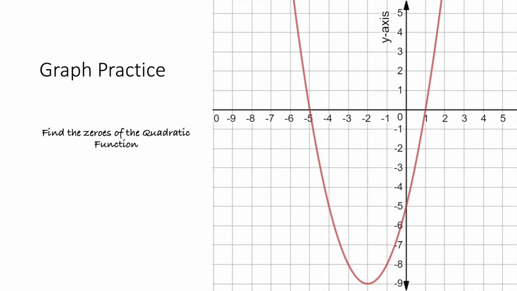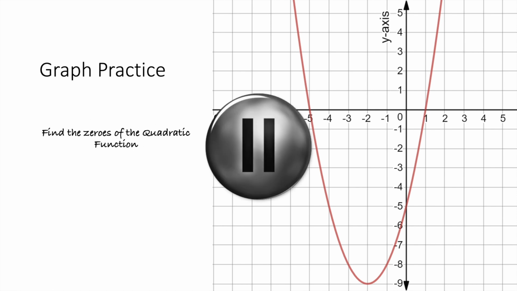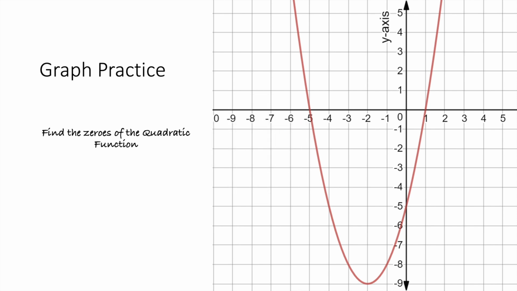Okay, let's practice finding zeros graphically. For this graph, I want you to find the zeros of the quadratic function. Feel free to pause, find the zeros, and resume when you have your answer. So we know zeros are when the graph crosses the x-axis. So let's identify our x-axis. Our x-axis is right here, this line.